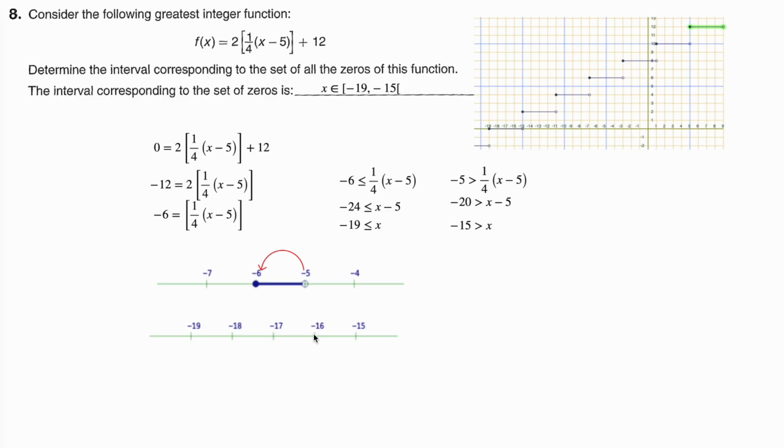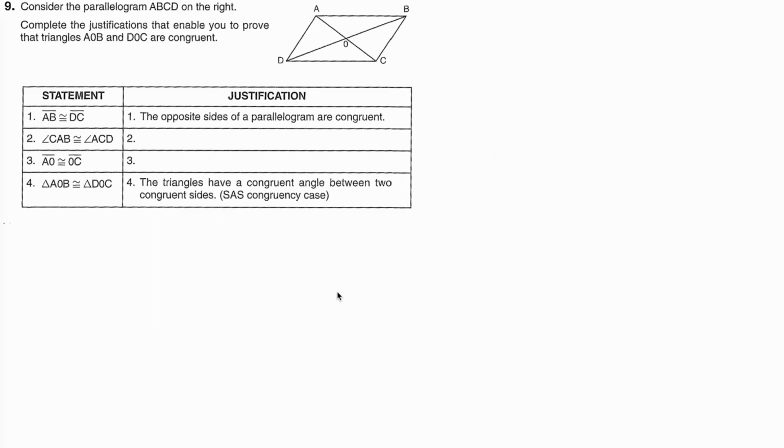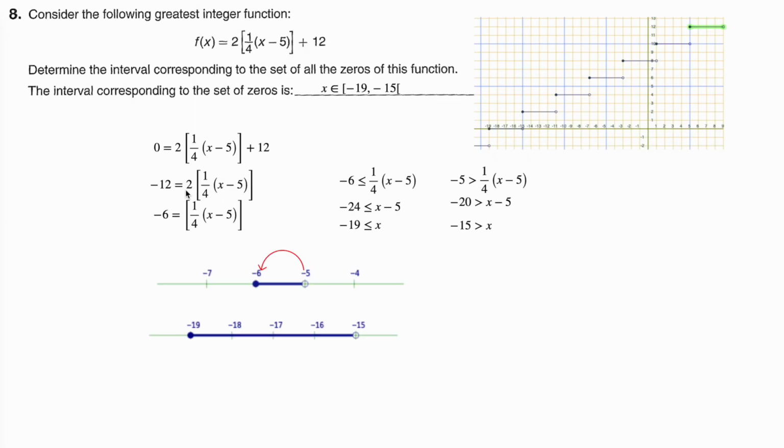If we look at that on a number line, we're going from negative 15, everything less than negative 15, until you get to negative 19, and it's greater than or equal to negative 19. So we're talking about this interval, which is the answer. You can do it algebraically, or you can do it graphically. Either way, you get x is a member of, including negative 19 all the way up to negative 15, not including the negative 15. And that is it for question number 8. Have a good day.